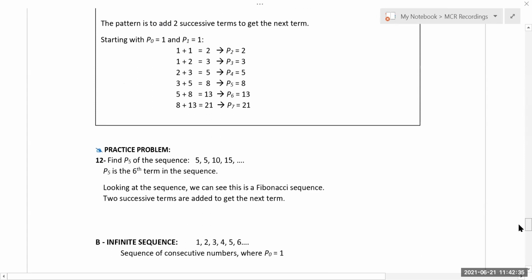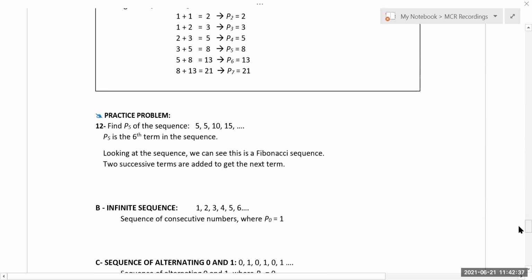So this one says, looking at the sequence, it's a Fibonacci, because we go 5, 5 is 10, 5, 10 is 15. So the 2 successive terms are added to get the next one. If we want P5, so this is P0, 1, 2, 3, 4, 5. This one is going to be 10 plus 15, which is 25. And this one's going to be 15 plus 25, which is 40. So P5 is 40.